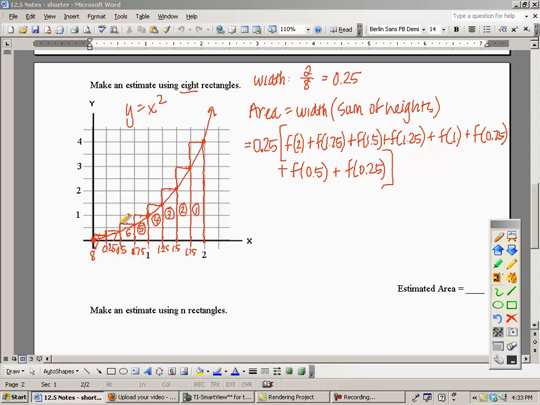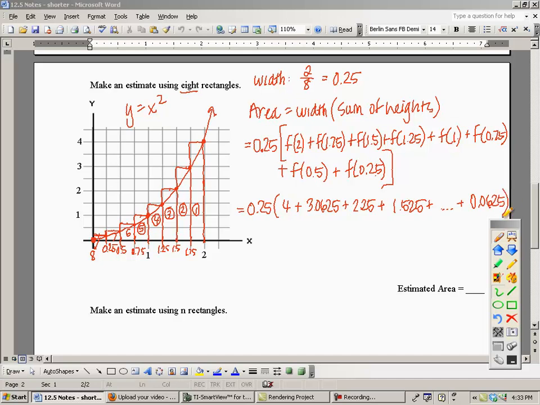Okay, now you can put these in your calculator, and that's what I would do personally, is go to my table or hit trace and just plug these values in. But I have 0.25 times f at 2 is 4, plus f at 1.75 is 3.0625. F at 1.5 is 2.25. F at 1.25 is 1.525. And you can keep going, right? All the way till you get f at 0.25, which is 0.0625.